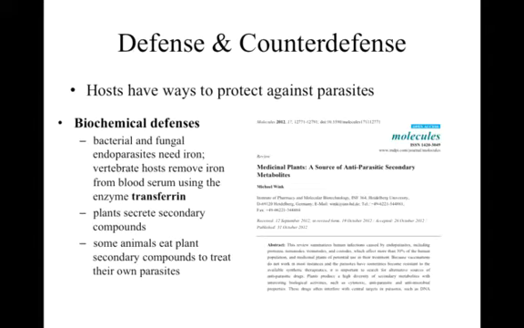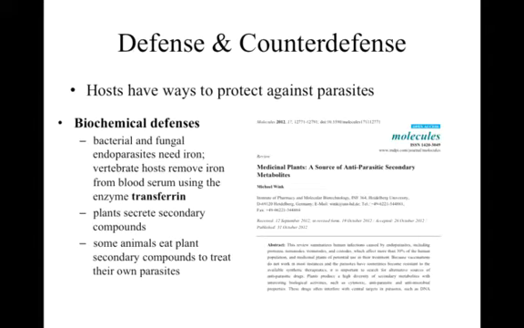Plants tend to secrete secondary compounds. Again, secondary compounds are those chemicals that the plant makes that are not part of its body tissue. They're not the primary compounds, but they protect, and secondary compounds can protect against the big predators like herbivores, but they can also be produced to protect against things like bacteria and fungi and other parasites.